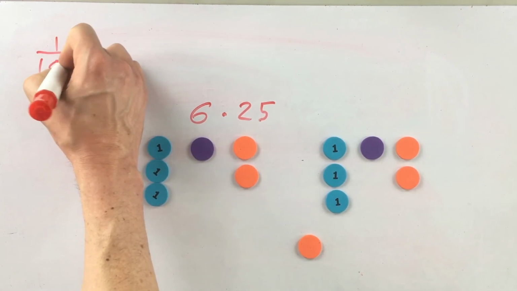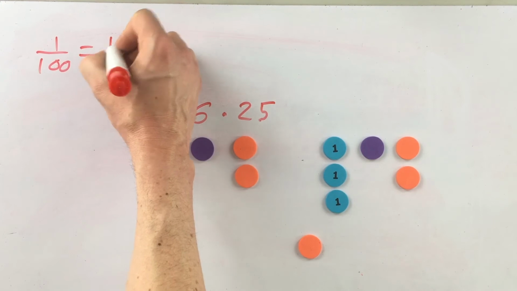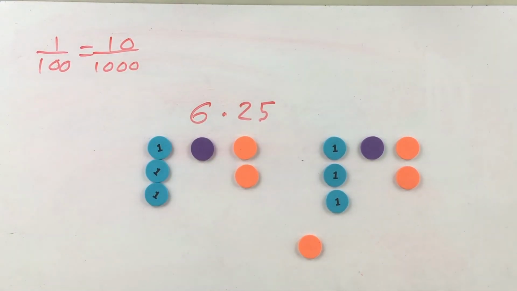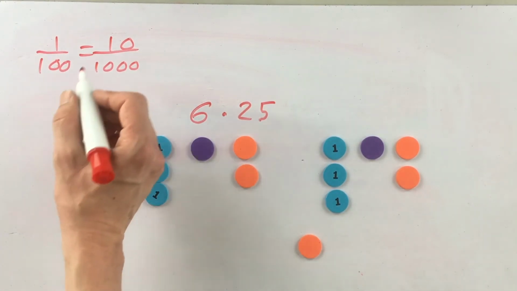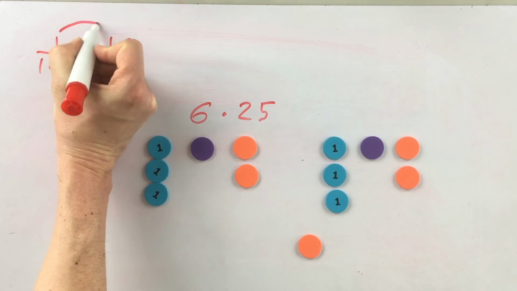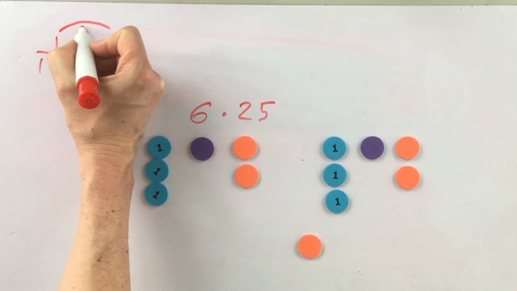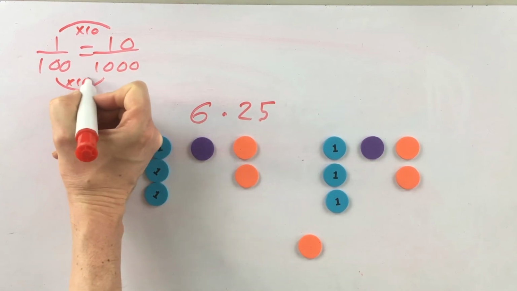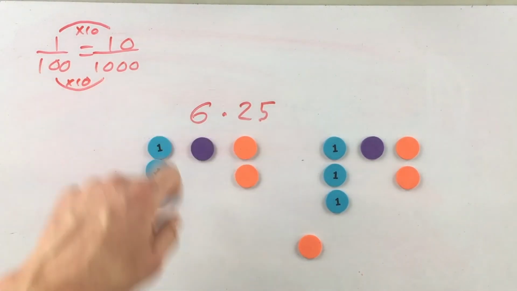Now 1/100th is the same as 10 thousandths. If you don't understand this, don't worry, I will be covering this in a lesson very shortly. But basically, if you multiply the top and bottom of a fraction by the same number, the value doesn't change. It's just represented differently.